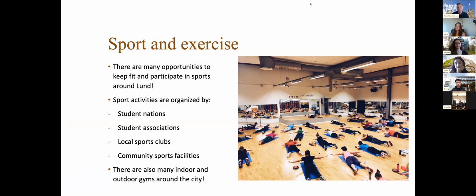There are at least 3 or 4 competing companies running the same type of activities, but there are plenty of opportunities to keep fit and to do sports when in Lund. Sport activities can be organized by the student nations and student associations. There are a lot of local sports clubs, like for basketball, football, rugby, ice hockey, a little bit of everything, like volleyball. Whatever you like, there will be a club that you can join, and you can basically take part in it as a student as well.